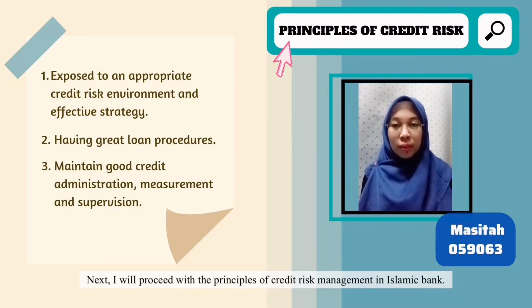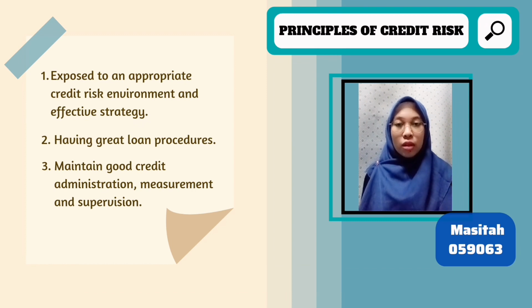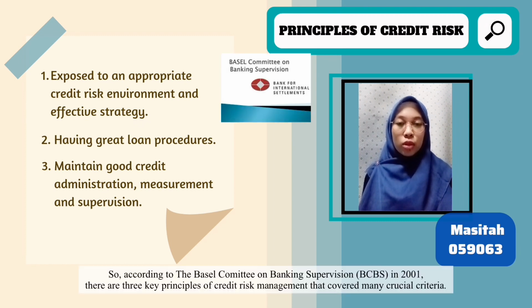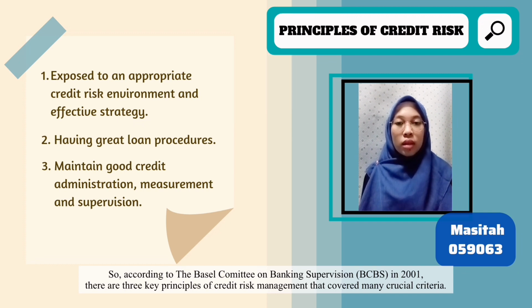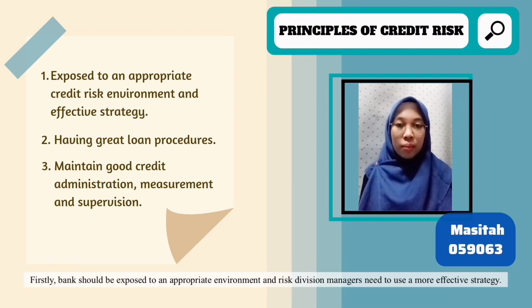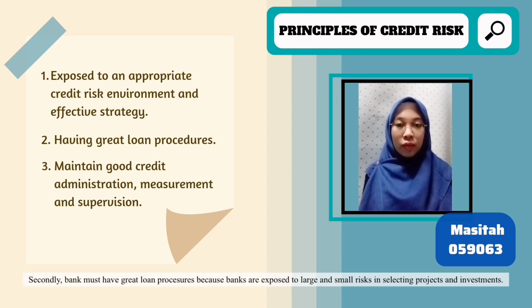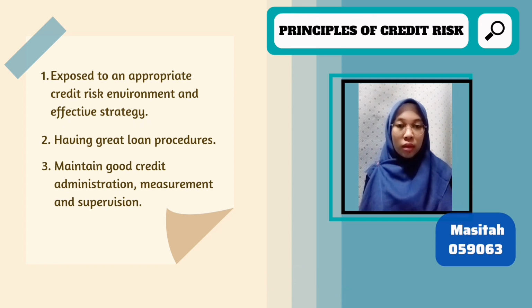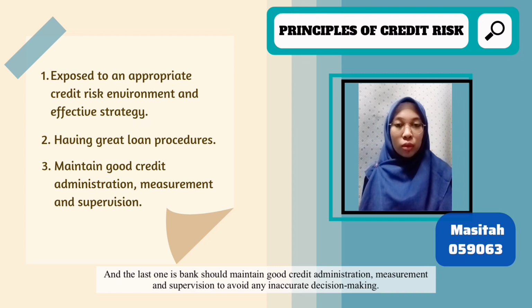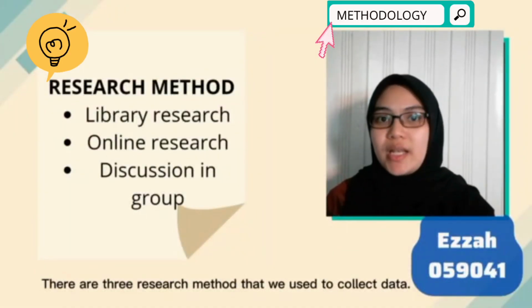Next, I will proceed with the principles of credit risk management in Islamic bank. According to the Basel Committee on Banking Supervision (BCBS) in 2001, there are three key principles of credit risk management that cover many crucial criteria. Firstly, banks should be exposed to an appropriate environment, and resolution managers need to use a more effective strategy. Secondly, banks must have great loan procedures because banks are exposed to large and small risks in selecting projects and investment. And the last one is banks should maintain good credit administration, measurement, and supervision to avoid any inaccurate decision making.